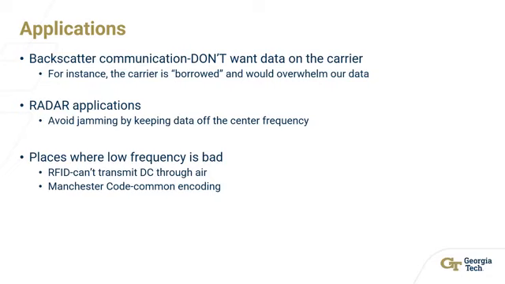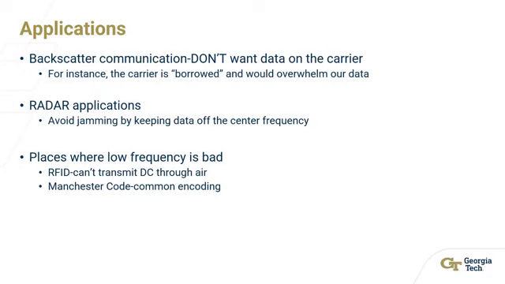Another instance is radar. So we might want to avoid jamming. Somebody else may have a jammer where they're transmitting really powerfully on our carrier frequency, assuming that we have data there. But if we use perfect pulses and our data isn't focused on that carrier, they're not actually blocking our data at all.